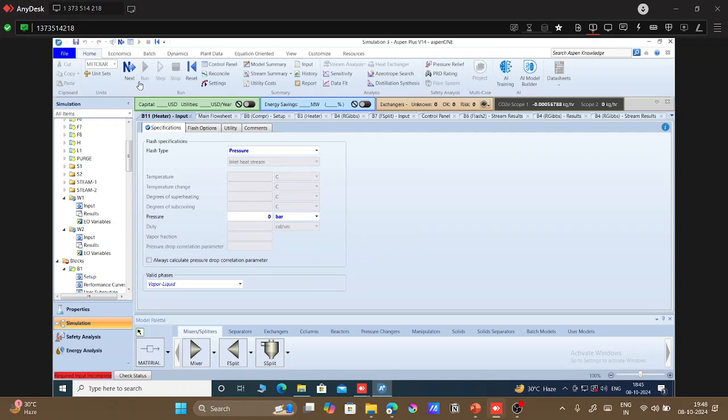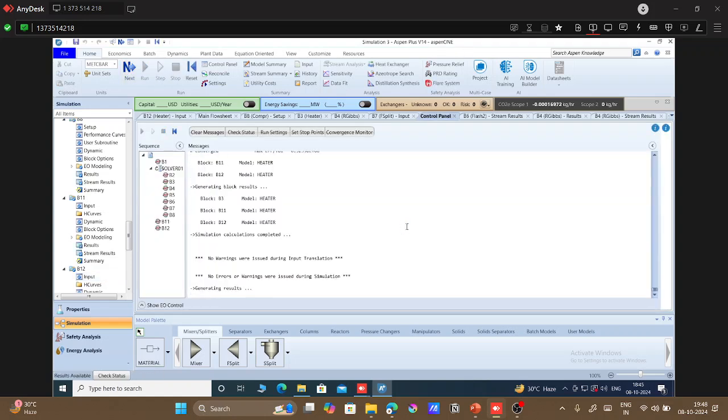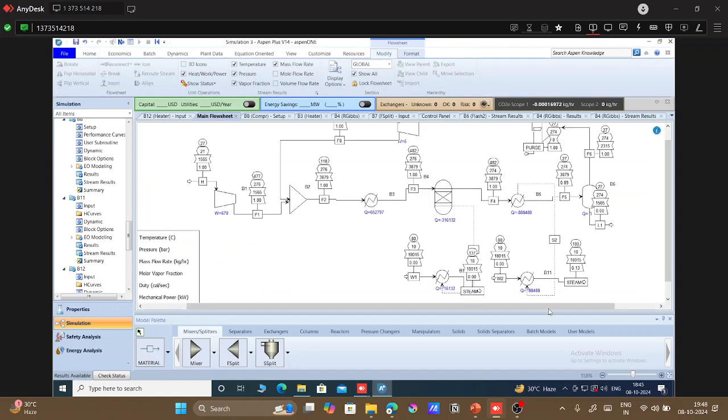Pressure drop for both the new added heat exchanger, we will keep it as 0 and run the analysis. Okay, so results are generated. Here you can see, let's look at the individual output result.